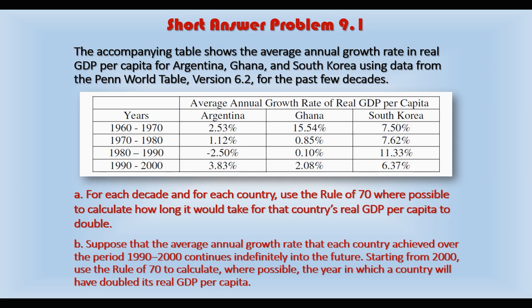Yeah, exactly. I see, you're thinking that it's all one thing. No, individually. Like, what year will Argentina's GDP per capita double? What year will Ghana? What year will South Korea? Based on the rule of 70 and based on the range that I identify. All right.